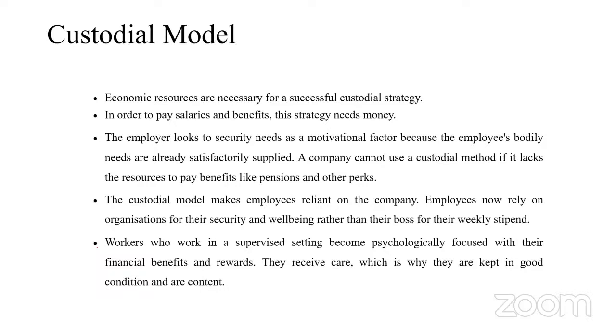So a company cannot use a custodial model if it lacks the resources to pay benefits like pensions, health insurance, gratuities, things like that. This custodial model also makes employees reliant on the organization. So now employees depend on the organization for their security and well-being, rather than just their boss. See what happened in the autocratic model? They were extremely dependent on the boss. Here they are dependent on the organization.